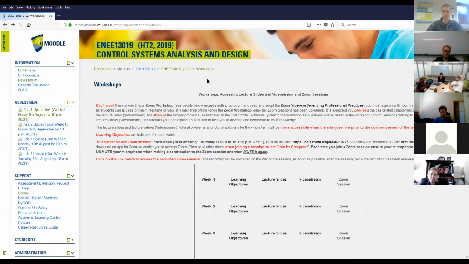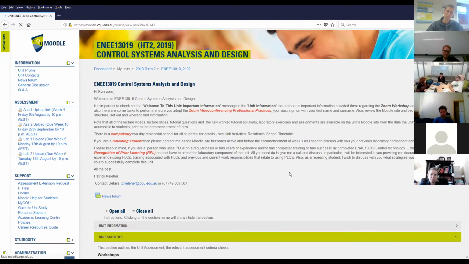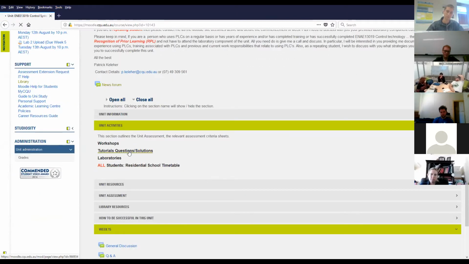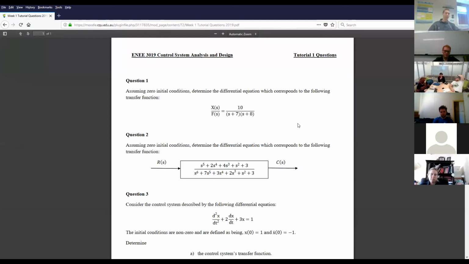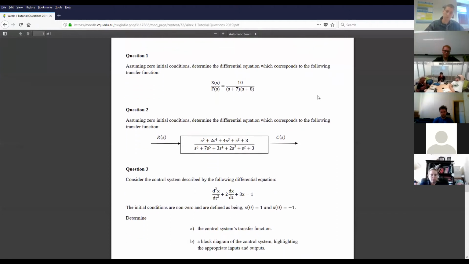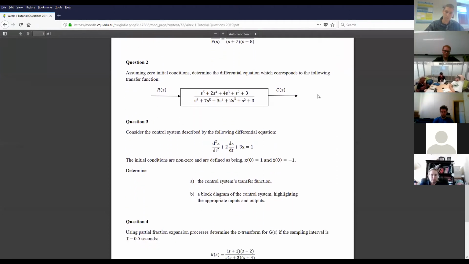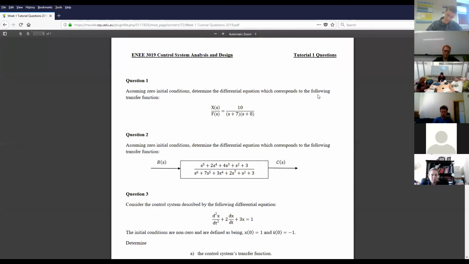So then if we go to the sheets, and good old week 1. All right, and as I warned you beforehand, they won't always be 0 initial conditions, so keep that in mind. Is there any particular question that's causing fear and doubt?